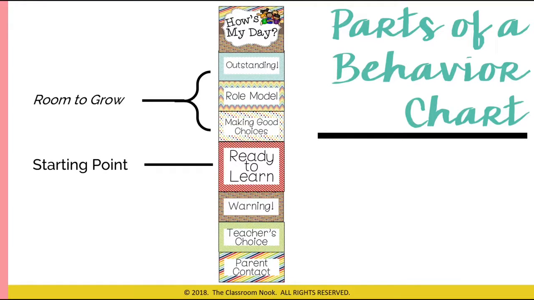And then if they do have a slip up or they make a mistake, they have the room to improve. So they'll move their clip down to warning on the first offense, and they still from there can have the opportunity to get their clip back up and work their way back up again. If they make another mistake, they can move their clip back down to teacher's choice, where you can choose a consequence that fits the behavior. And then finally, if they are just not getting their behavior in check, you can move their clip down to parent contact, where you can then further meet with the parents and maybe talk about a plan for improving their behavior. But at any point during the day, students can move their clips up or down.